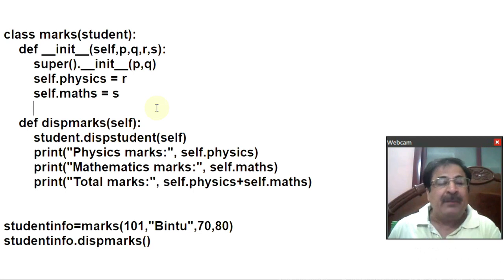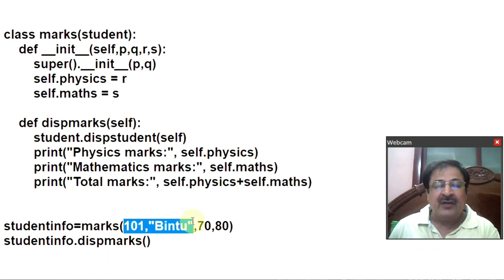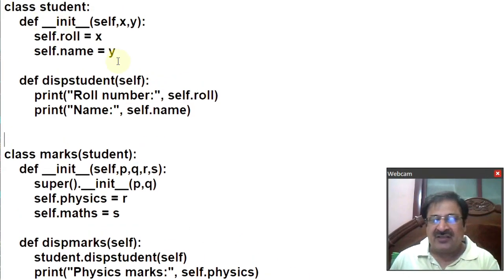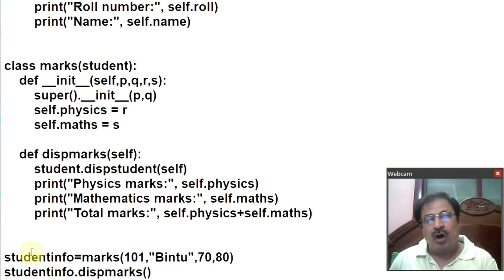And while invoking the parameterized constructor, you are taking these two parameters P and Q, and the values of P and Q are set to 101 as the roll number and bin2 as the name. So the control will come over here and this parameterized constructor will be invoked. The values in the P and Q parameters will be assigned to these X and Y parameters. That is, X will become 101 and Y will become bin2. And from there, the values will be assigned to these attributes roll number and name of student info object.